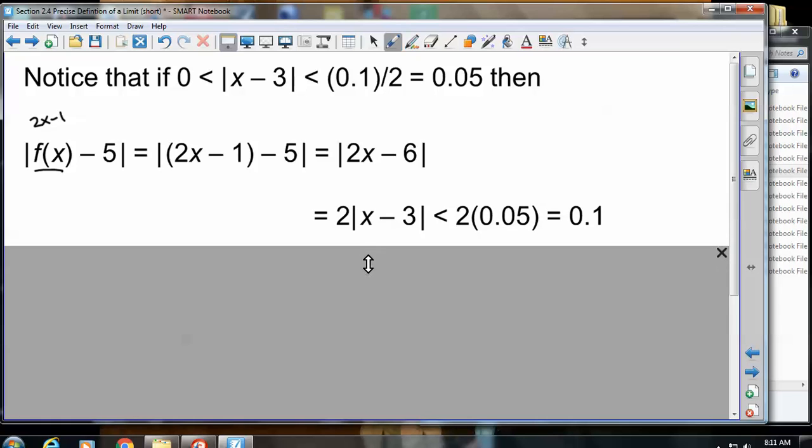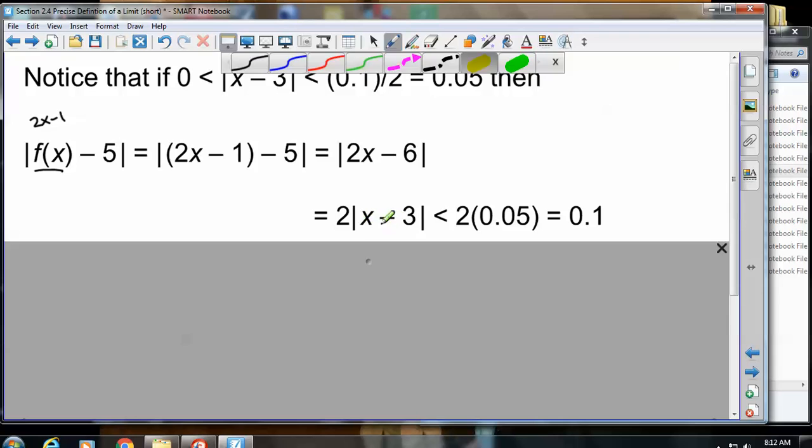But you can pull a 2 out of there. You get 2 times the absolute value of x minus 3. But I already said that the absolute value of x minus 3 is less than 0.05. And 2 times 0.05 is 0.1. So what I just showed you is that if you picked an x that was within 5/100ths of 3, so if you pick an x value between 2.95 and 3.05 and plug it into that equation, you will get a y value that is between 4.9 and 5.1.